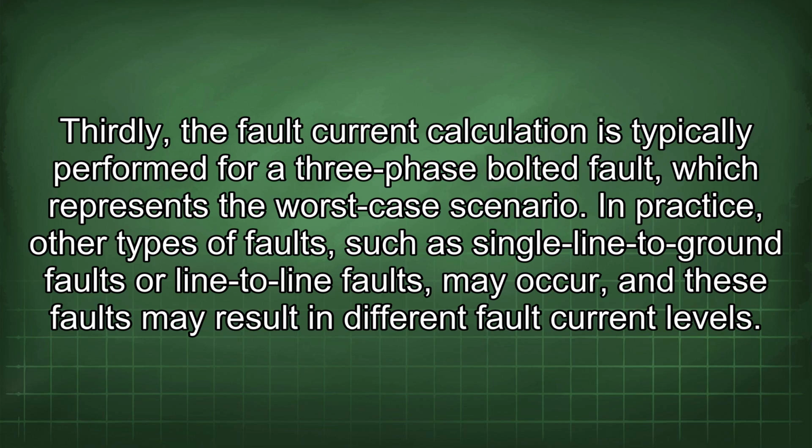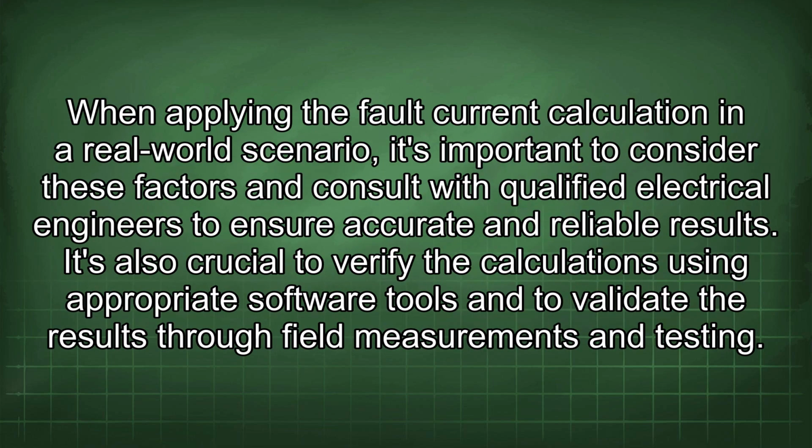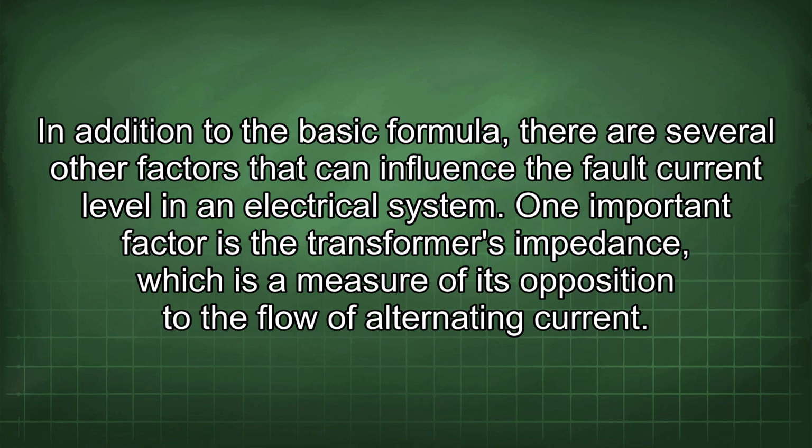Thirdly, the fault current calculation is typically performed for a three-phase bolted fault, which represents the worst-case scenario. In practice, other types of faults, such as single line-to-ground faults or line-to-line faults, may occur, and these faults may result in different fault current levels. When applying the fault current calculation in a real-world scenario, it's important to consider these factors and consult with qualified electrical engineers to ensure accurate and reliable results. It's also crucial to verify the calculations using appropriate software tools and to validate the results through field measurements and testing.